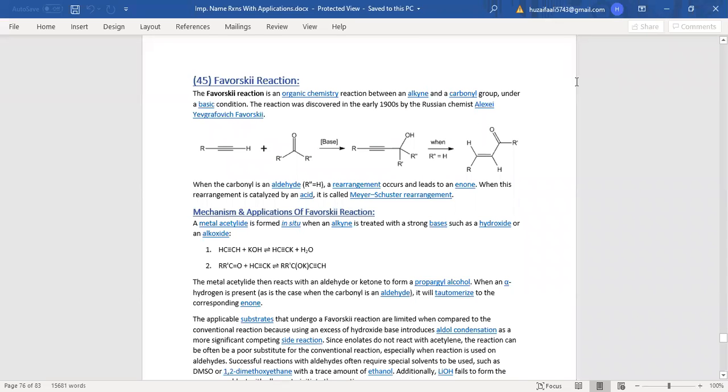Favorskii reaction. The Favorskii reaction is an organic chemistry reaction between an alkyne and a carbonyl group under a basic condition. The reaction was discovered in the early 19th century by the Russian chemist Alexei Grafovich Favorskii. When the carbonyl is an aldehyde, a rearrangement occurs and leads to an enone. When this rearrangement is catalyzed by an acid, it is called Meyer-Schuster rearrangement.